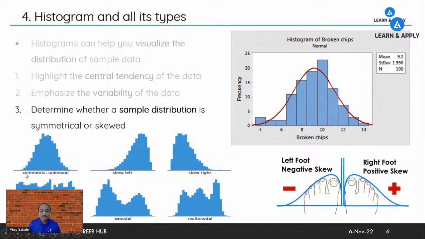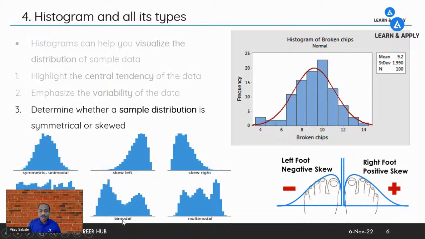For example, the first histogram, if you can see, indicates it's unimodal. It has a single mode and the distribution is symmetrical. The second shape of the histogram can be skewed, and that skewness we can check with the help of the shape of the foot. If it follows a distribution like a left foot shape, we can call it a negative skew. Or if it follows the right foot shape, we can call it a positive skew. So based on the shape, we can see what kind of distribution or skewness our data has.